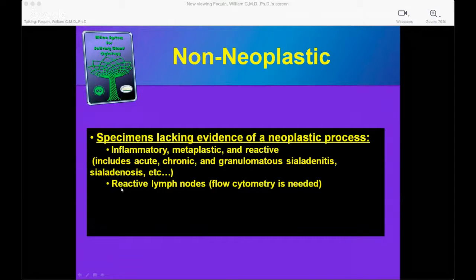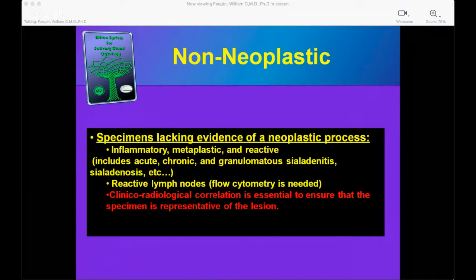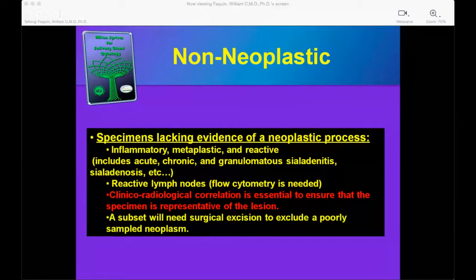A lot of the cases in this category could be reactive lymph nodes, and flow cytometry or some kind of ancillary immunophenotyping would be needed to confirm that it's a reactive lymph node when you're going to place it into the non-neoplastic category. Clinical radiologic correlation is really essential in this category to ensure that the specimen is representative of the lesion and that we simply haven't sampled something overlying a neoplasm and not sampled an underlying neoplasm. So we have to be very careful about that.